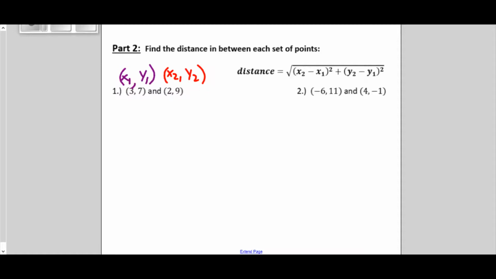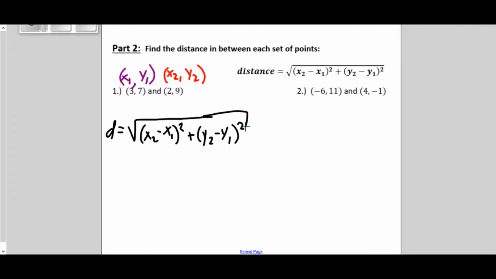Labeling those is now going to help you use the distance formula. So the distance formula says that the distance between the 2 points is going to be the square root of x2 minus x1 squared plus y2 minus y1 squared. Now we'll just plug in our values. So the distance is the square root of x2. So here's my x2 value. It's 2. So I'm going to plug in 2 for x2. Minus, here's x1. It's 3.